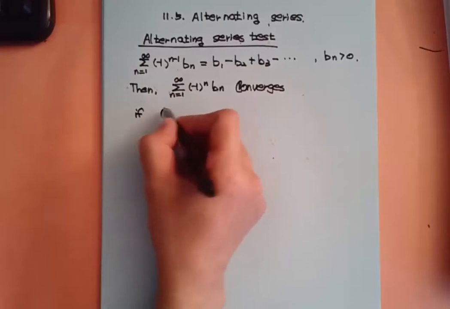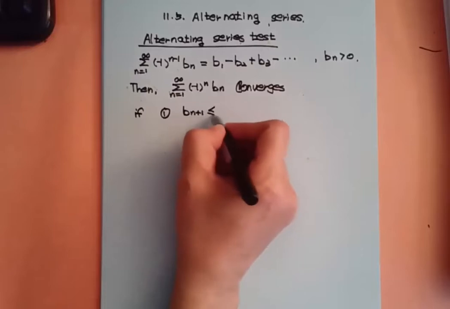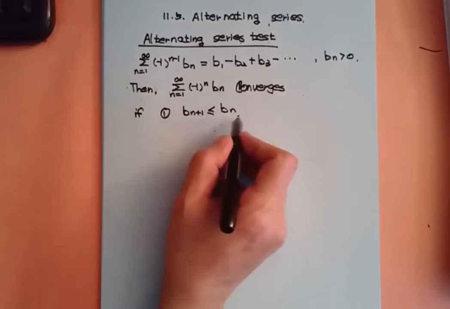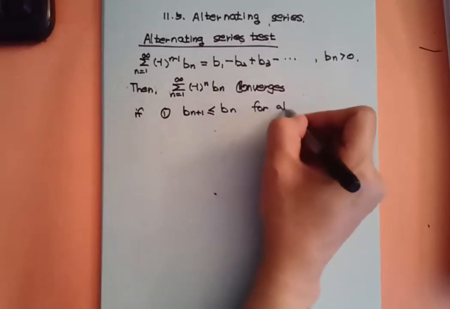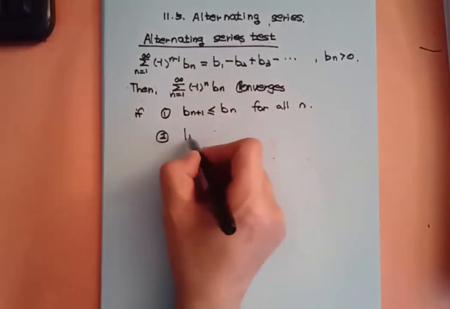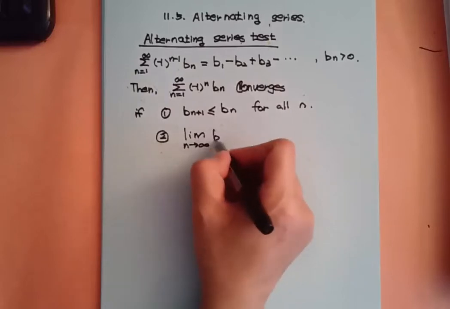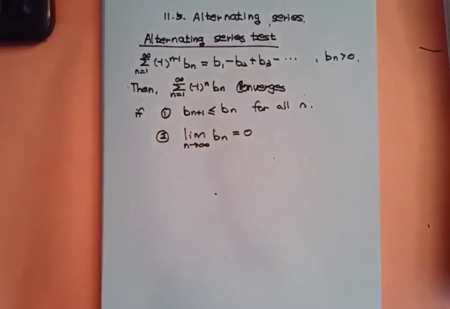The alternating series converges if the series satisfies two conditions. One is decreasing: the next term is smaller than the previous term for all n. Secondly, not only decreasing, but when we take the limit of each term, that should go to zero.